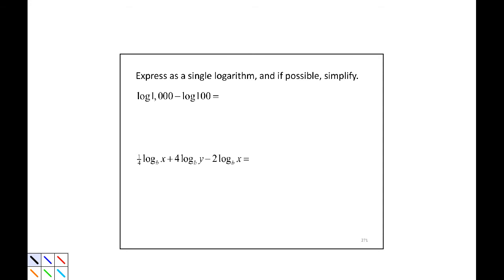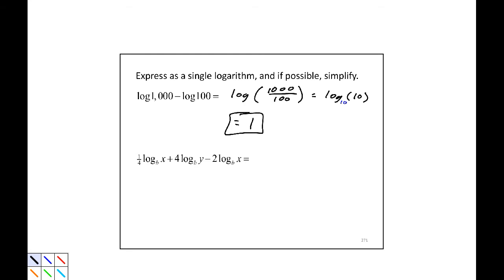Well, first example we have is log of 1,000 minus log of 100. Because this is a difference of two logarithms, we can make this a quotient. So log of, and our base here is 10, it's understood as a common log. So log of 1,000 divided by 100. 1,000 divided by 100 is 10. And because this is a common log, log base 10 of 10 would be equal to 1.